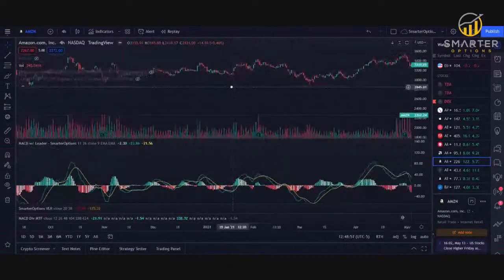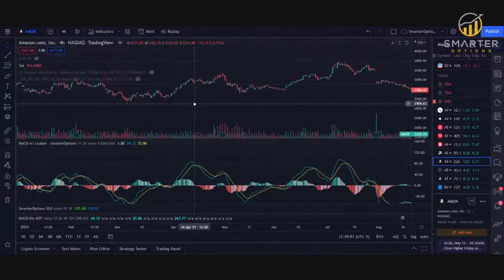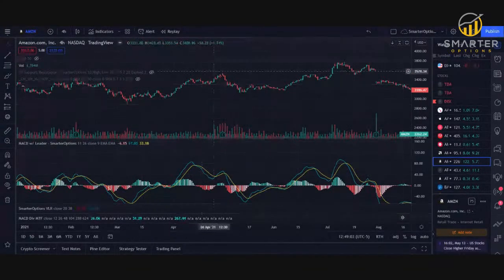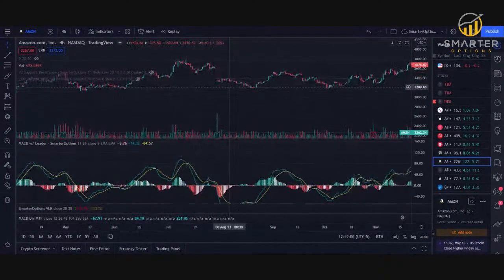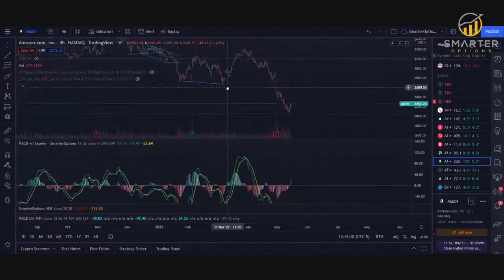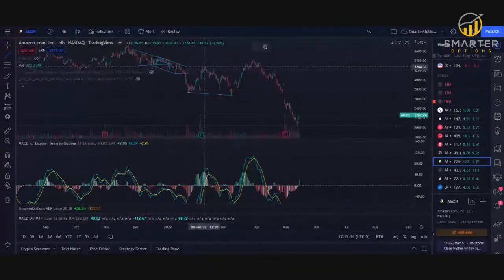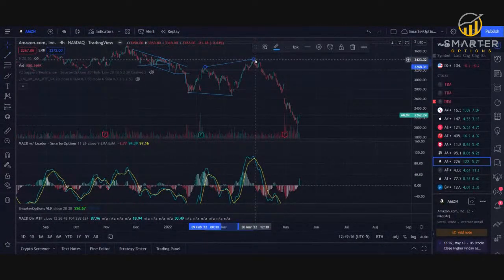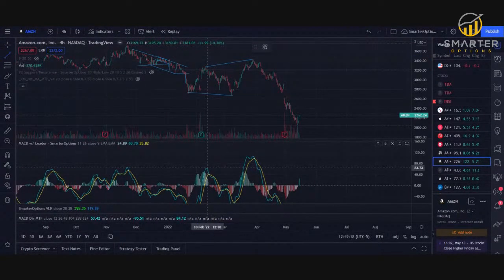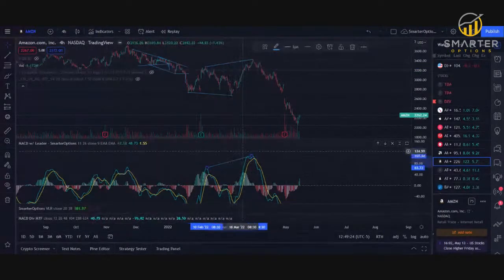So let's see here if we can find another one. No, that was going up. That was working out correctly. Here's a bearish div right here. Okay, we got a new higher high. Oh no, I'm sorry, that's a higher high. That's not a bearish div. I apologize. I don't know what I was thinking there for a second.